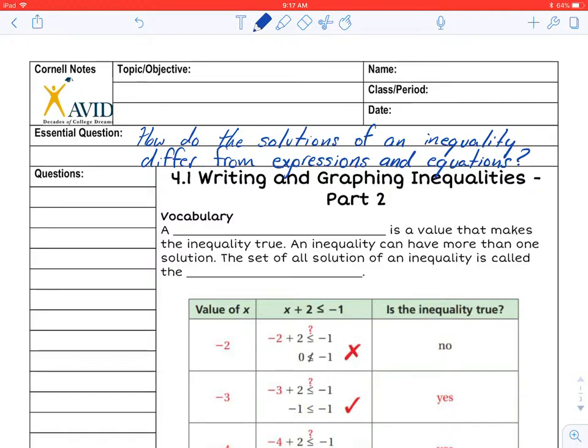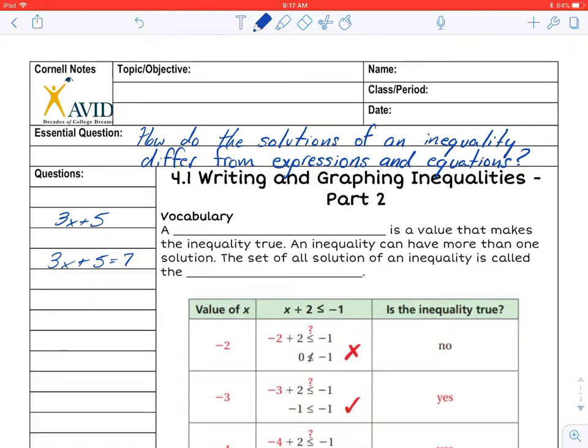Just as a reminder, an expression is something that looks like maybe 3x plus 5. It doesn't have an equal sign, it's just terms. Whereas an equation would look something like 3x plus 5 equals 7. An equation does have an equal sign, and we can solve for x and that will tell us exactly what x is equal to. That would be the one solution for x.